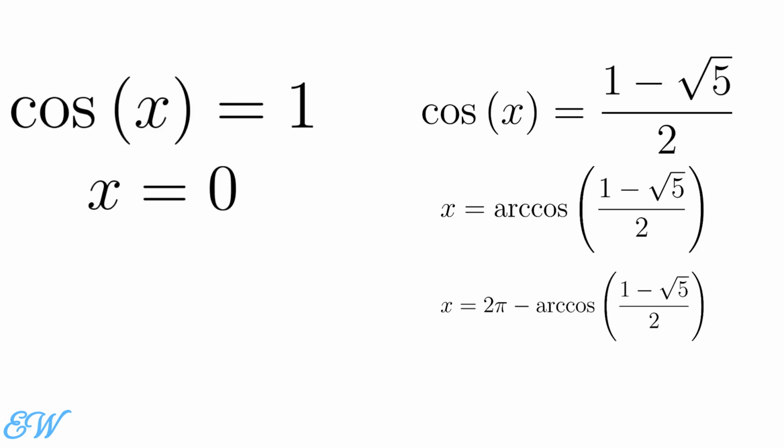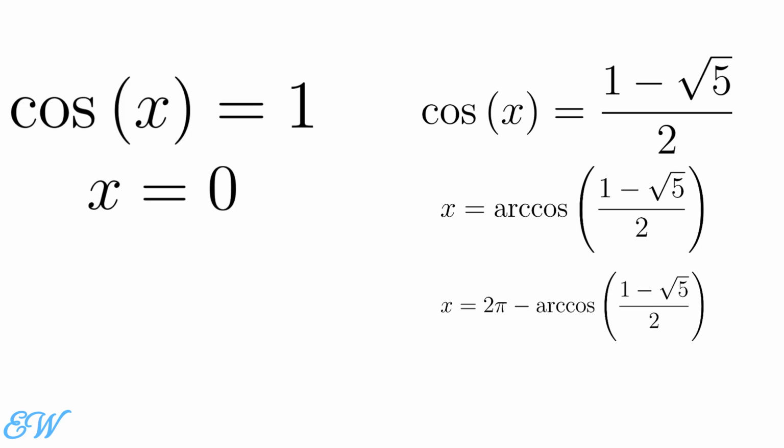From there, we can substitute back our original value of y, which is cosine x. We get cosine x is equal to 1, for which the only value in our interval is 0. And then cosine x is equal to 1 minus root 5 over 2. We don't do 1 plus root 5 over 2 because that would be greater than 1, which is greater than cosine x's amplitude, and that wouldn't be possible. So we take the arc cosine of both sides, and we get that x is equal to arc cosine of 1 minus root 5 over 2.